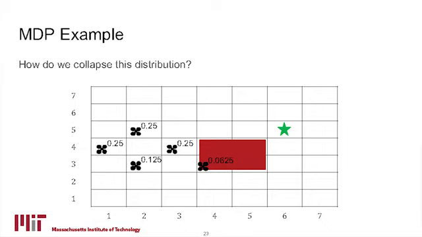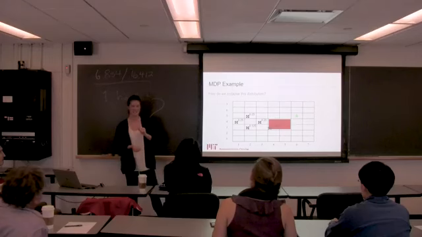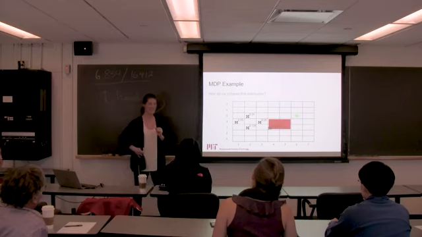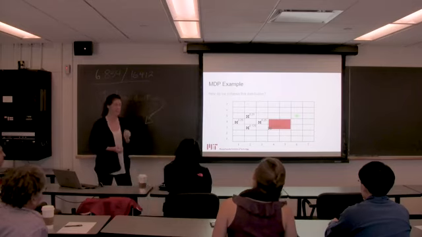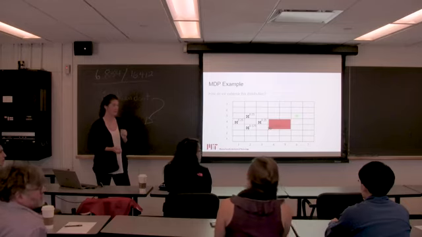So, does anybody have any ideas on how we could collapse this distribution, keeping in mind that our sensors at this point are deterministic? Yeah? Fly to a corner? I'm sorry? Fly to a corner? We could do that. You just sense how far away the red block is.